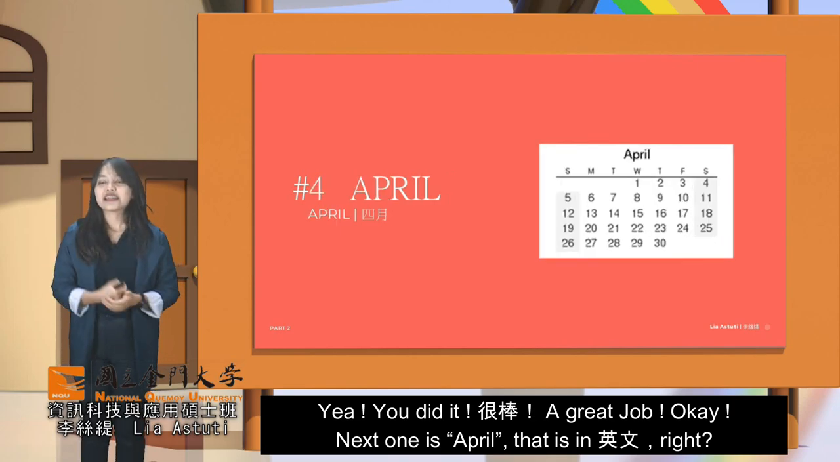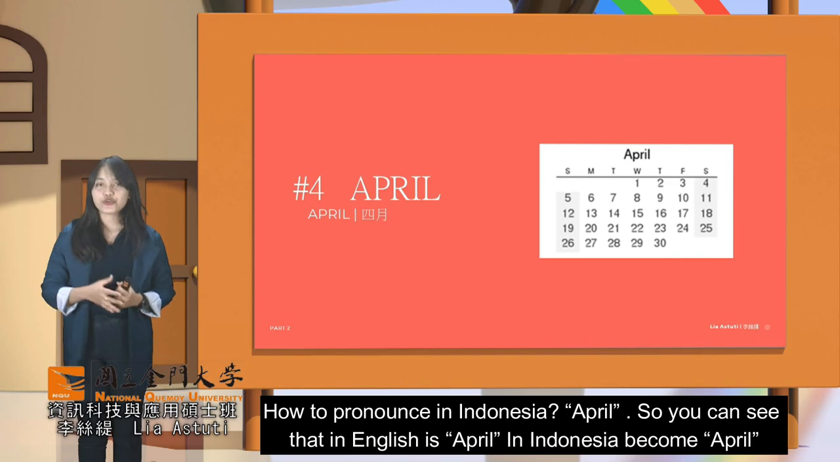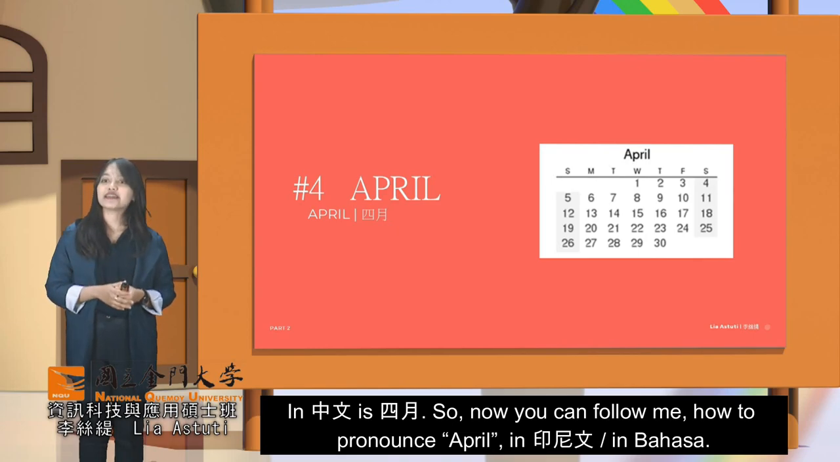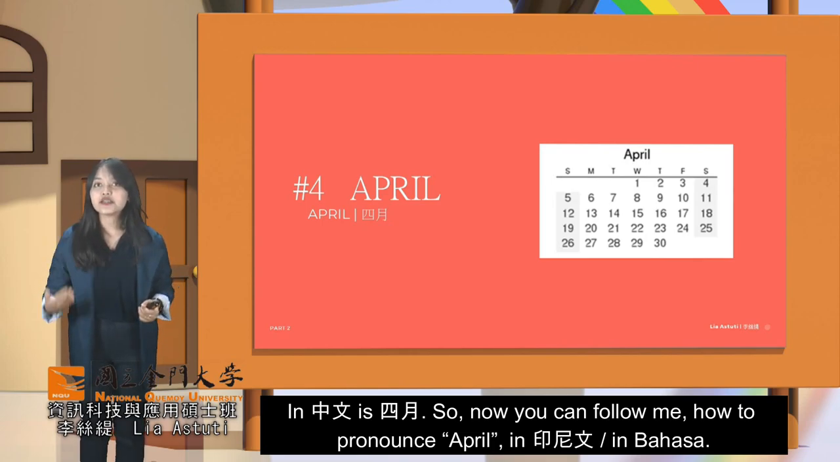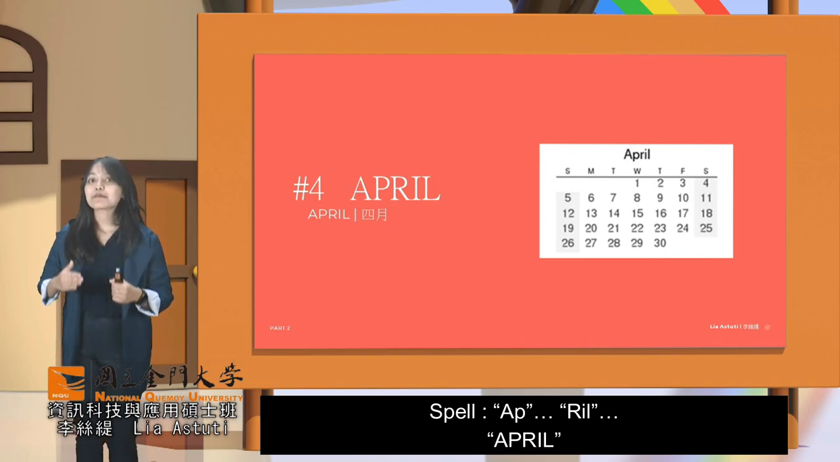Okay? Next one is April. That is in English, right? How to pronounce it in Indonesia? So, you can see that in English, April. In Indonesia, it becomes April. In Chinese it is 四月. So now, you can follow me on how to pronounce April in Bahasa. April. April.